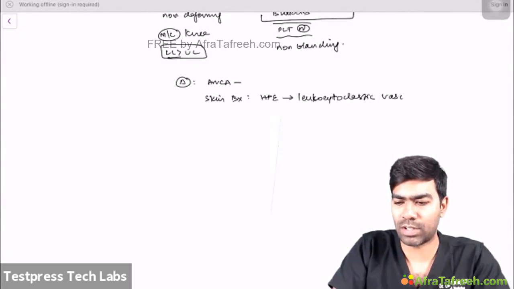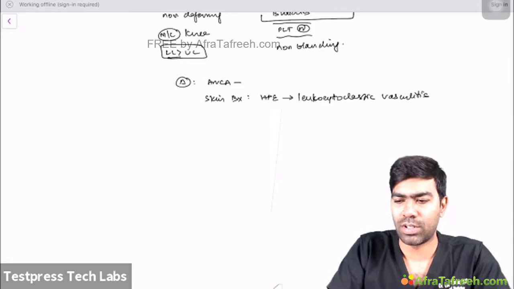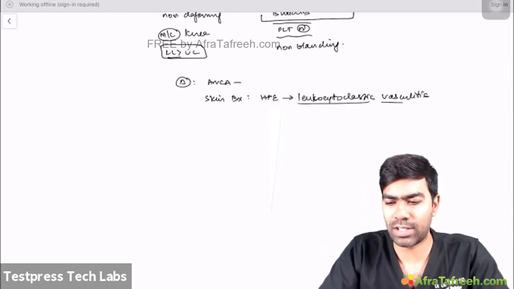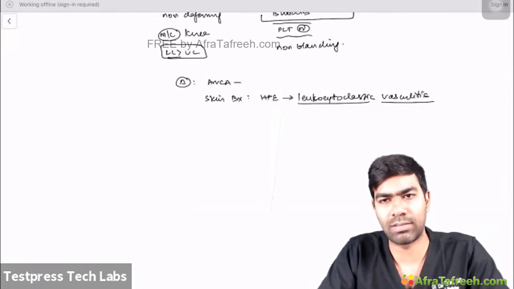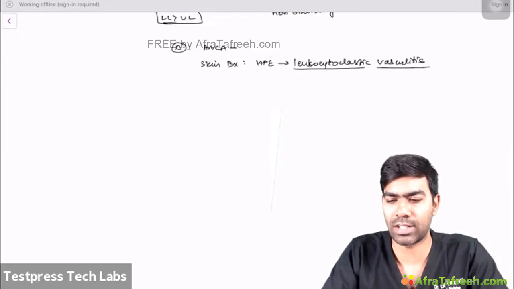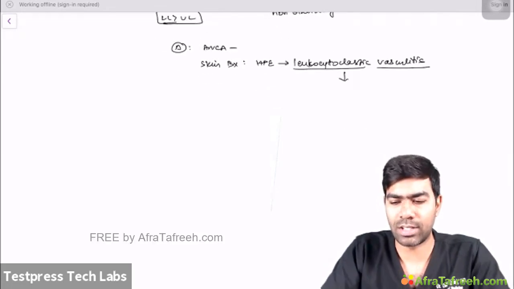Leukocytoclastic vasculitis is very characteristic of this immune complex vasculitis. So the presence of leukocytoclastic vasculitis does not tell you it is Henoch-Schönlein purpura. It just tells you it's an immune complex vasculitis that is affecting the skin. So once you see this, now I'll do an immunofluorescence.